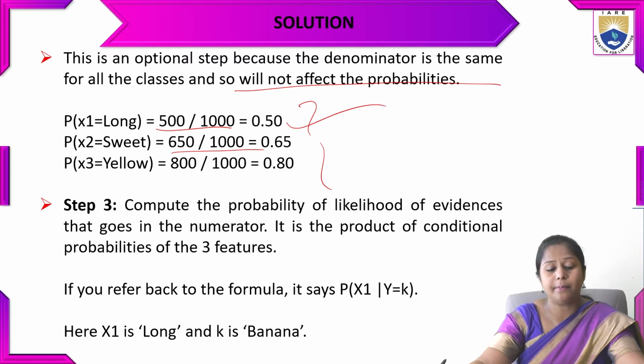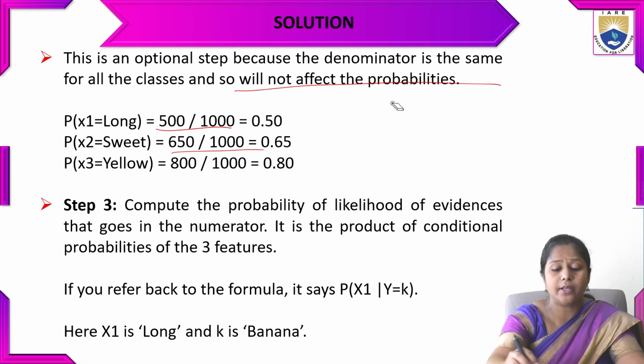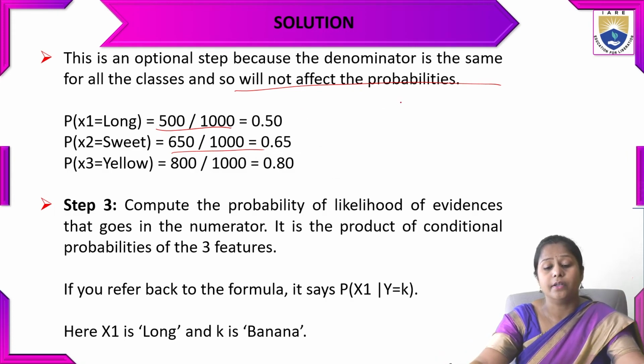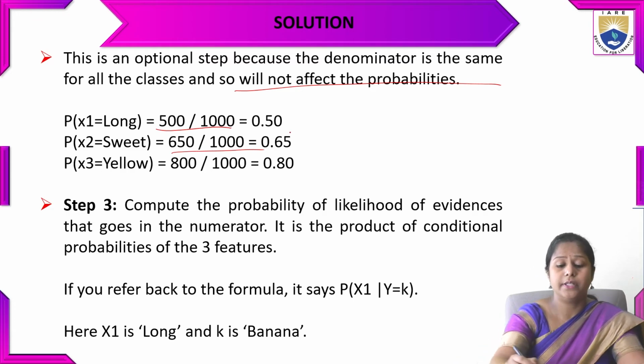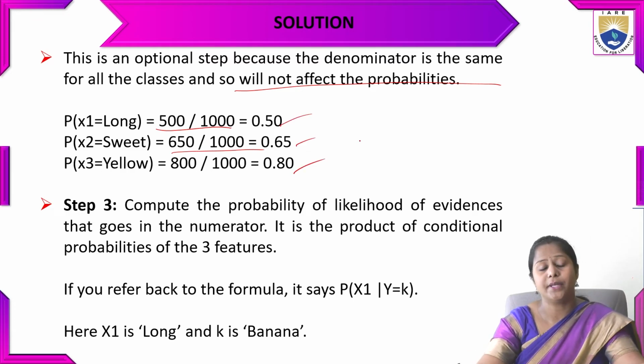So the value comes out as 800 divided by 1000, that is 0.80. So these are the three denominator values we have found from that particular three values. The three features were long, sweet and yellow. So these are the three values we have got as a denominator.